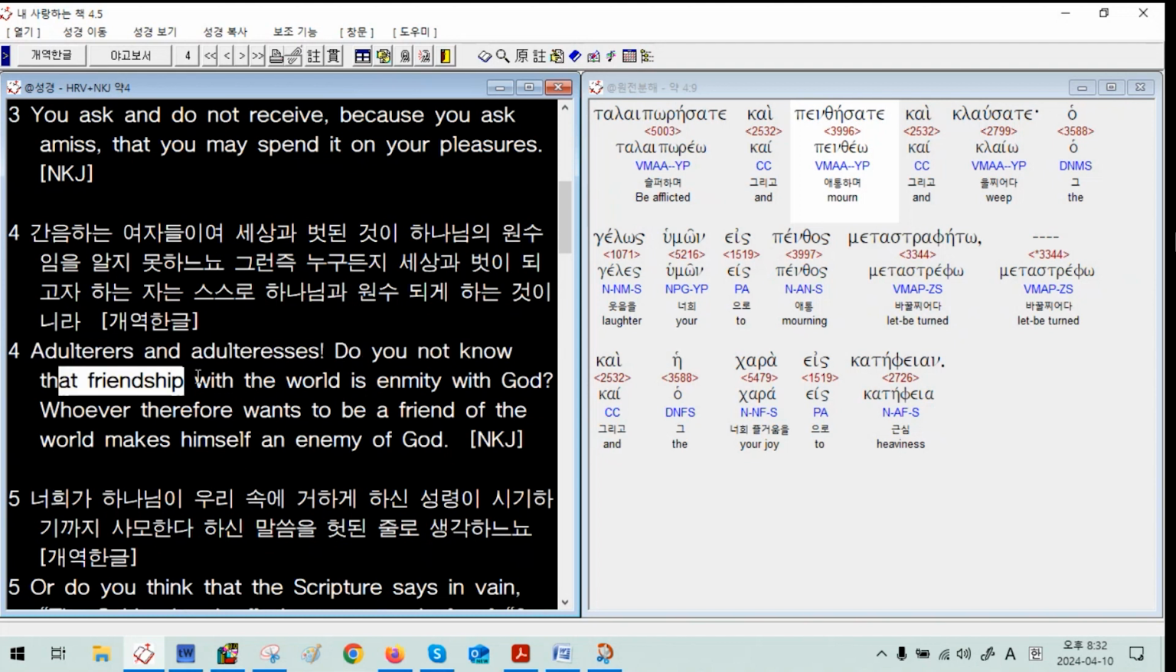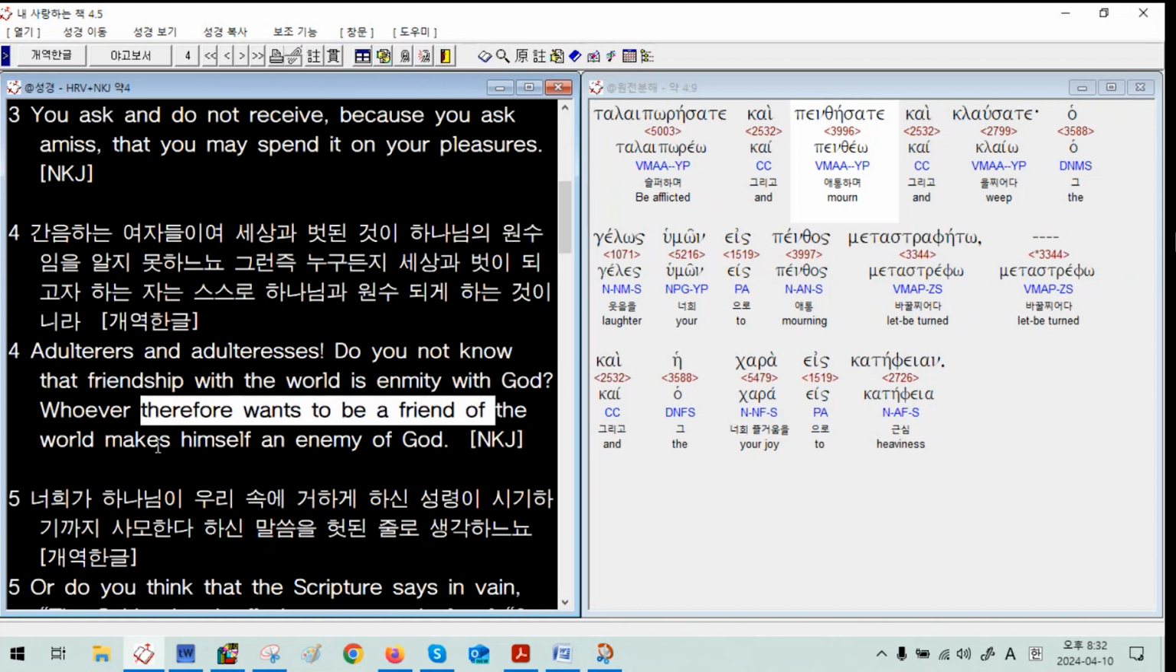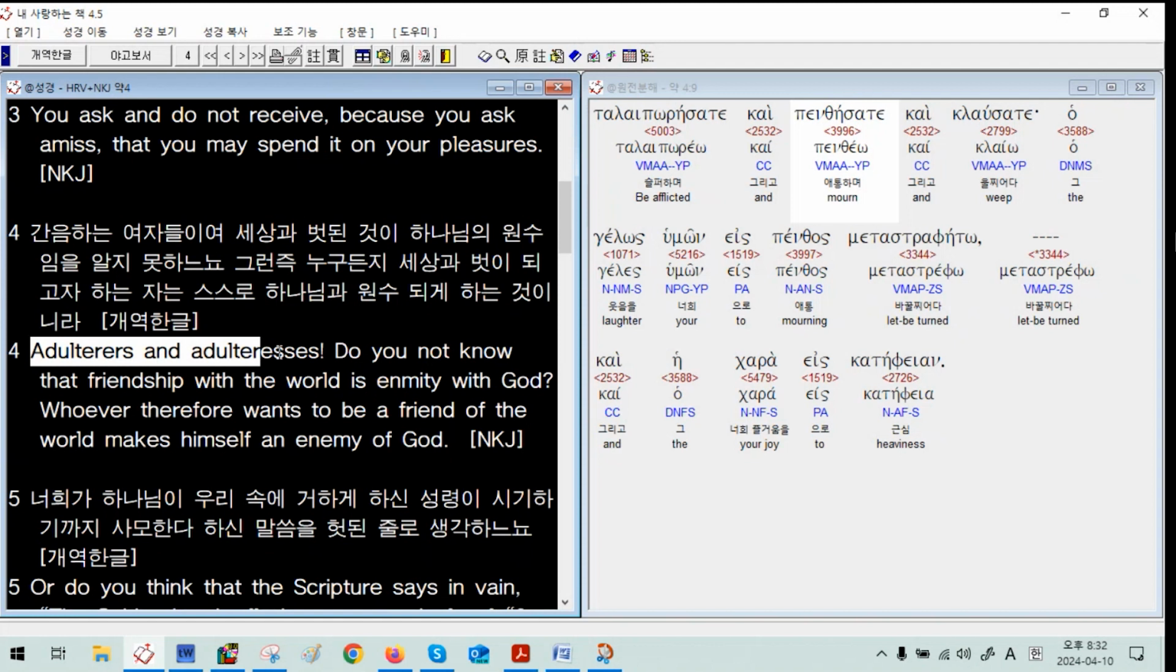Do you not know the friendship with the world is enmity with God? Whoever therefore wants to be a friend of the world, who are in the world? When we go to Matthew chapter 4, the devil, Satan, talks to Jesus: if you worship me, I will give you the kingdom of the world and its glory. The kingdom of the world is under the authority of Satan and the serpent. They are whoever learned from Satan and the serpent, another Jesus, different spirit, different gospel. They are the friend of this world.